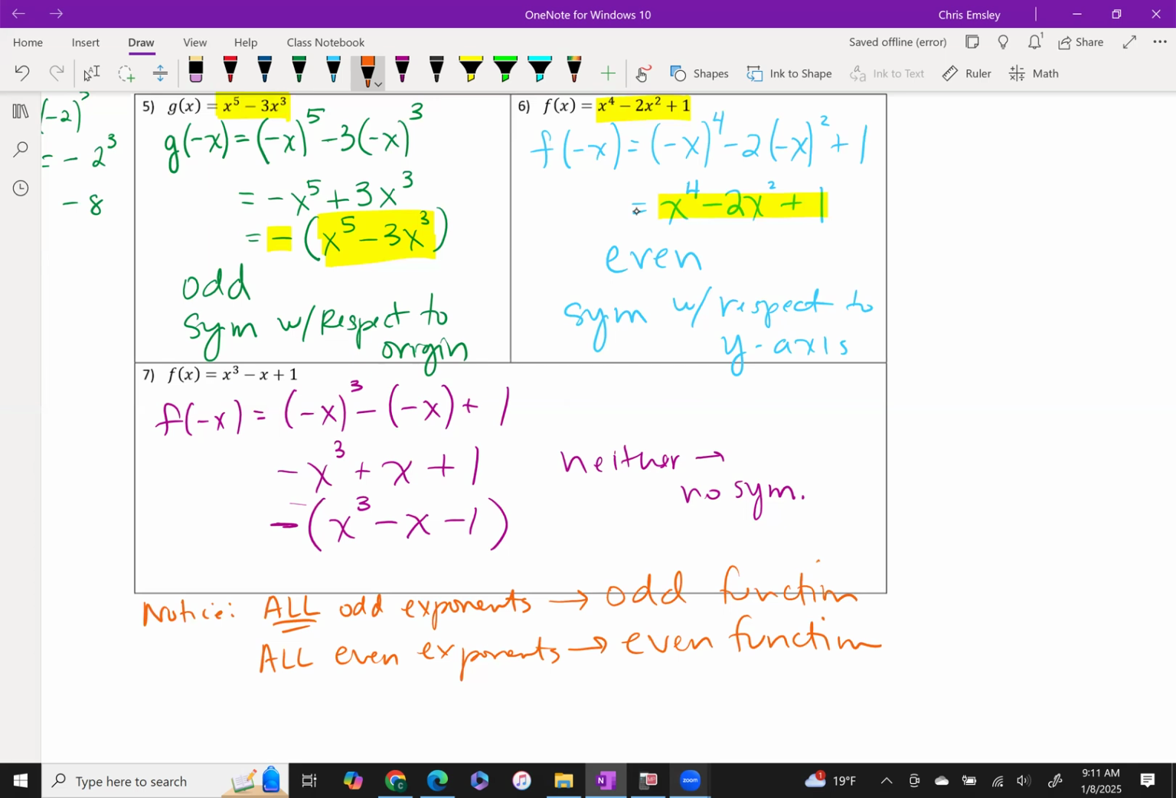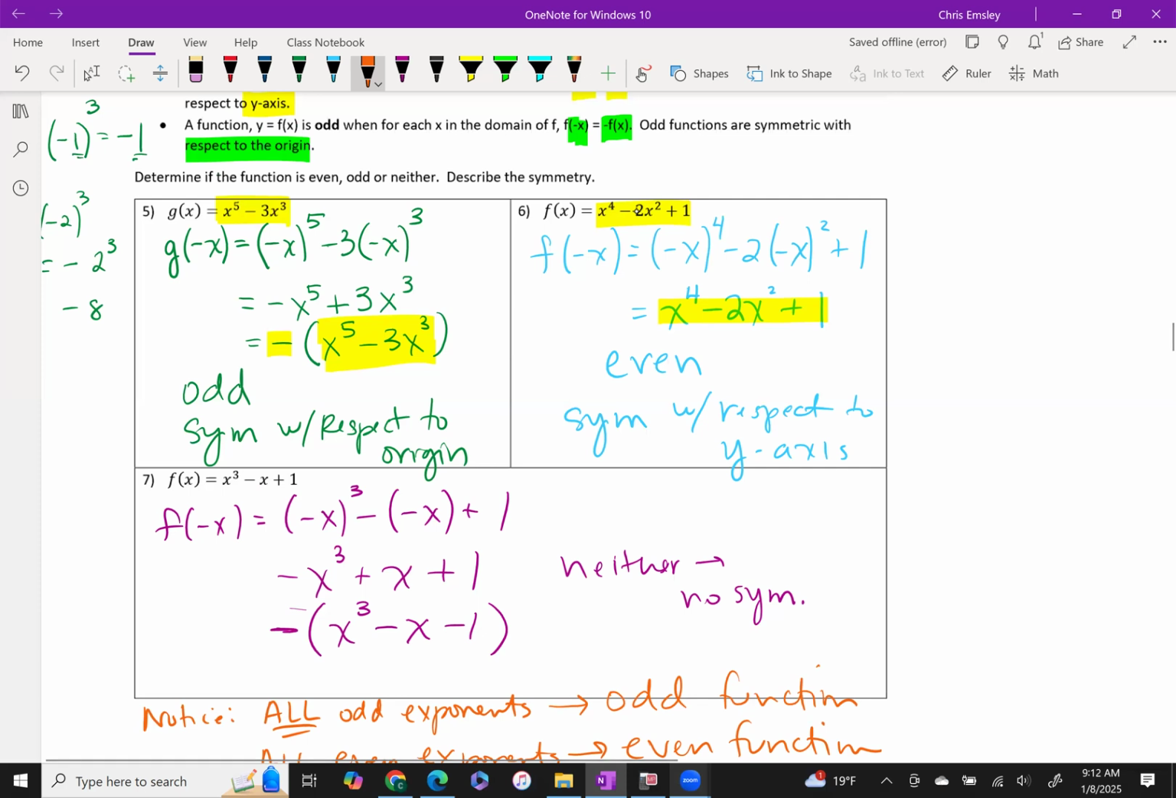And the thing that we need to remember is that anytime we have a constant, like in number 6, the constant was plus 1 at the end. In number 7, the constant was plus 1. The constant counts as an even term, even exponent, okay? So if we look at number 7, we had odd, x to the third, odd, x to the first, and then the constant is even. So odd, odd, even, that's a mix, and that's why we ended up with neither.